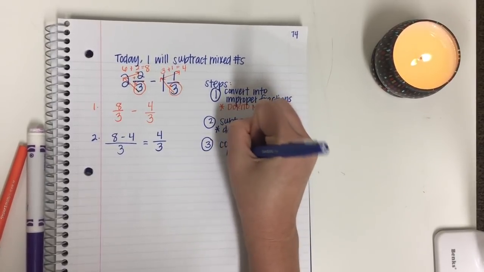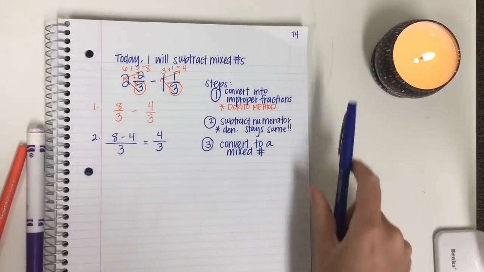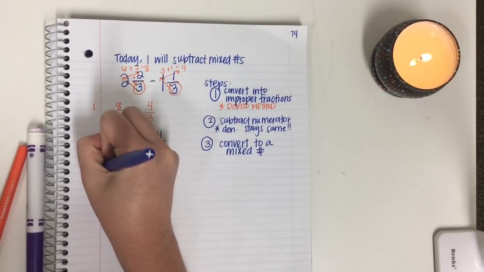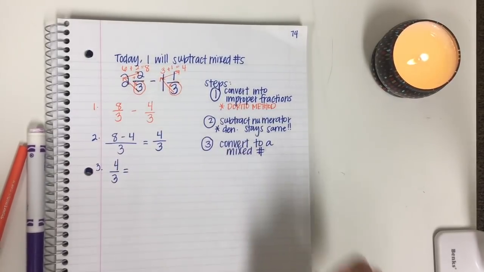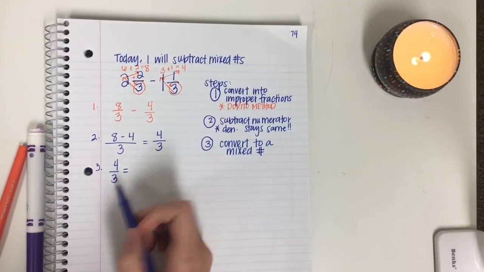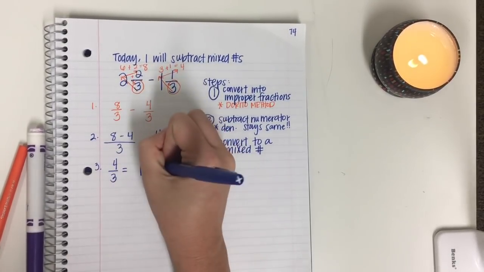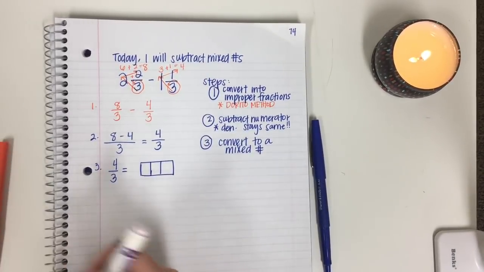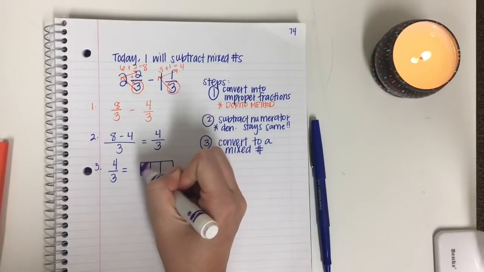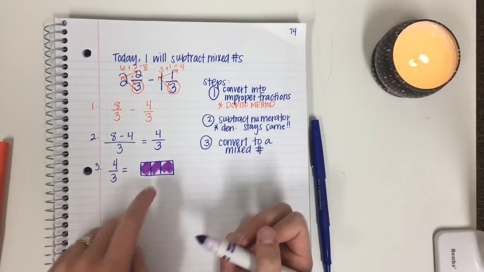Step 3 is convert to a mixed number. So now I have 4/3. I can convert it by drawing an area model. So I need one whole broken into how many parts? 3. Okay, and then I'm going to shade. So I have 1, 2, 3. Did I shade 4? No, I only shaded 3.